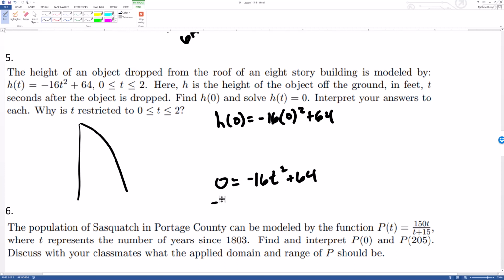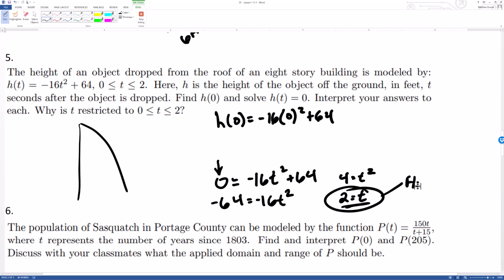Subtract 64. Divide by negative 16. Square root both sides. Now it's supposed to be plus or minus, but you can't have negative time, so that's why I didn't include it. Now, where h of t equals 0, this is where the height is 0. So it takes 2 seconds for it to hit the ground.